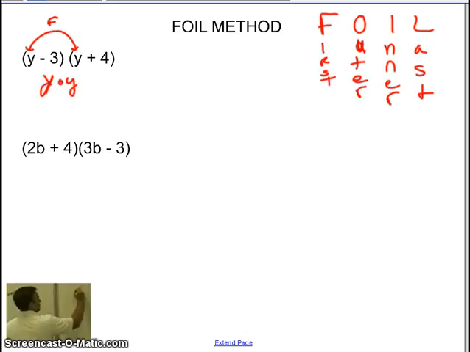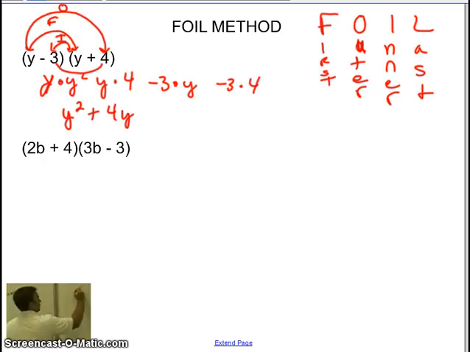Alright, and then we're going to multiply the outer 2, y times 4. Then we can multiply the inner 2, -3 times y, and then we can multiply the lasts, -3 times 4. So y times y is y squared, y times 4 is 4y, and then -3 times y is -3y, and -3 times 4 is -12.